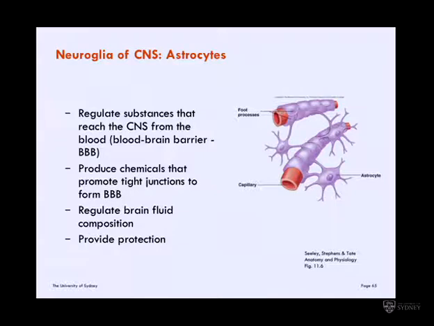So for example, when there is damage to this blood-brain barrier, one of the diseases you could get is encephalitis, where you get a reaction in the brain because of a substance that's not supposed to be there. These processes secrete chemicals that promote very tight junctions that form this blood-brain barrier. Okay? As the name suggests, it's a barrier between the blood and the brain.